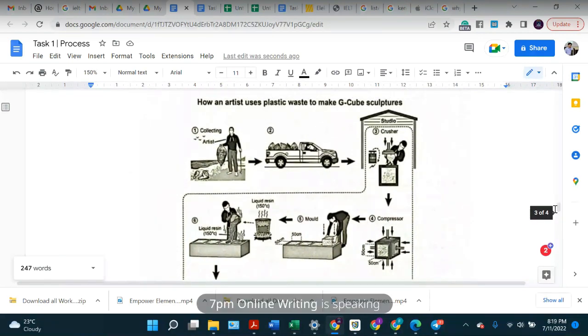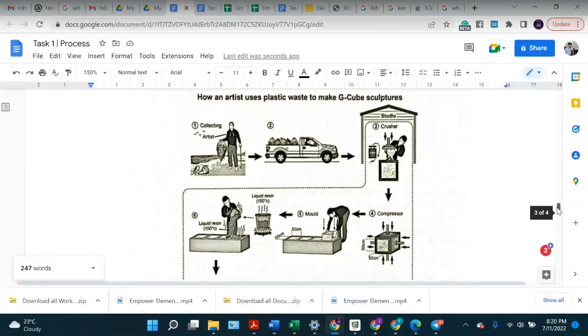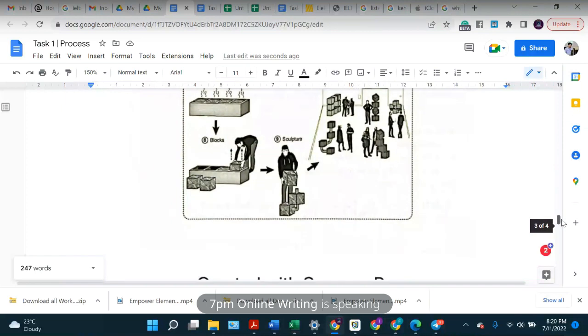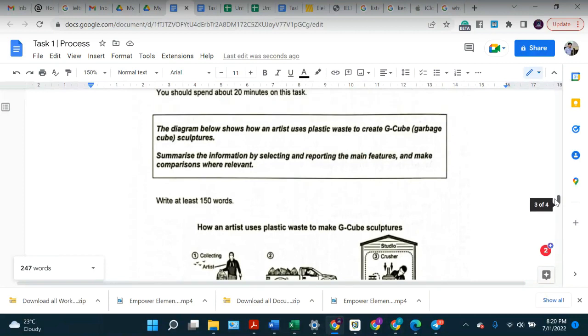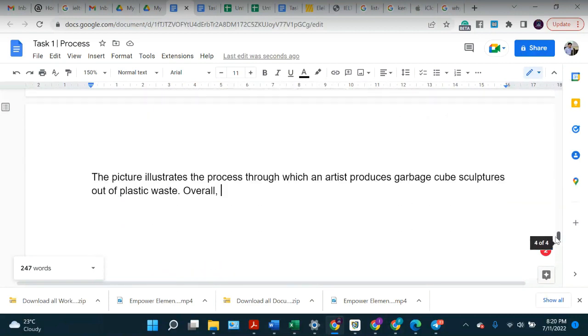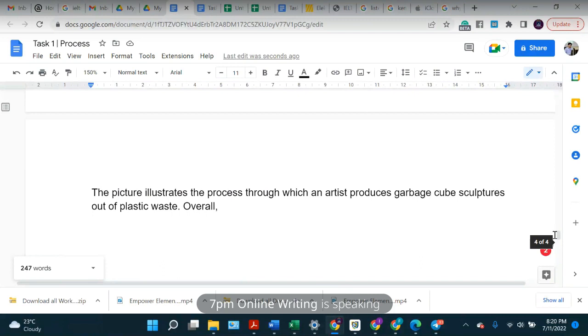So you would say something like collecting garbage, molding it into blocks, right? And using those blocks to make the sculpture. Yeah. Something like, it's going to be a little bit long in the overall. But that's what I could come up with. Like okay. Right now.